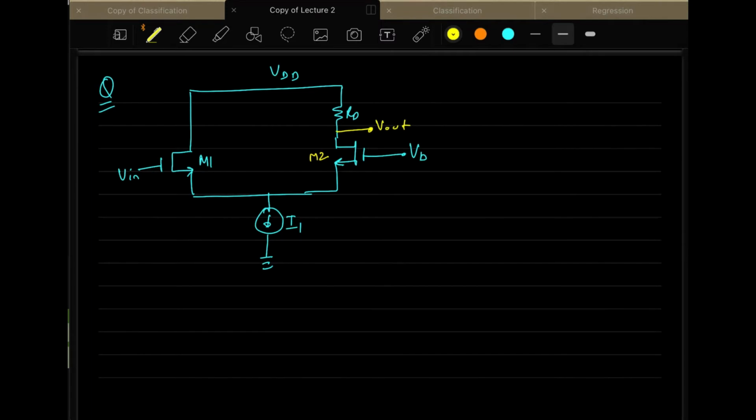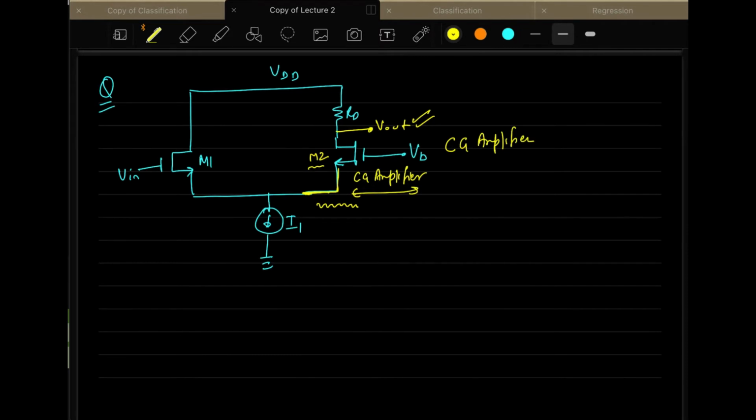Any one of you can answer? M2 is basically operating as a common gate amplifier. Why is it acting as a common gate amplifier? Because you can see that at the source of the MOSFET M2 you have some excitation, and this excitation is getting amplified at the output. So in this topology, M2 is a common gate amplifier.